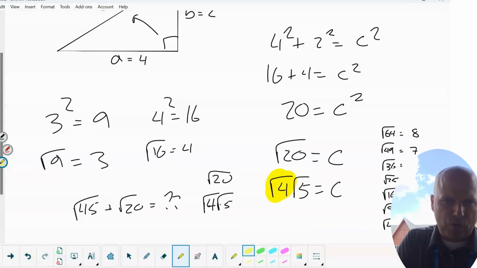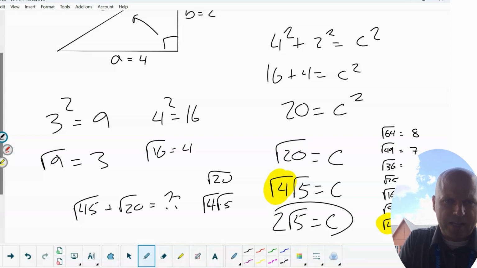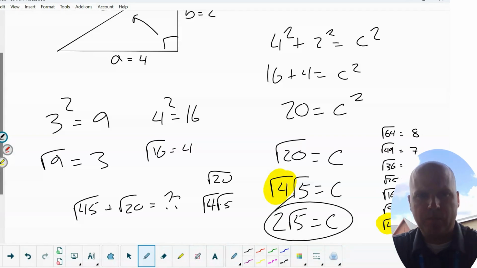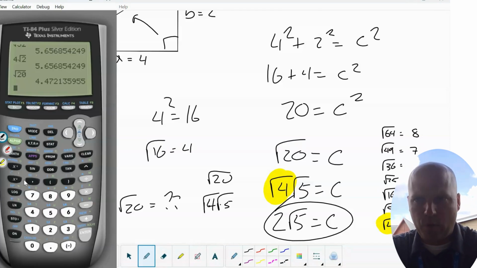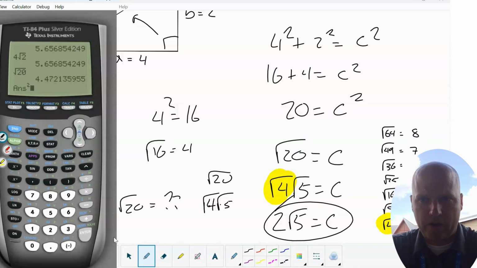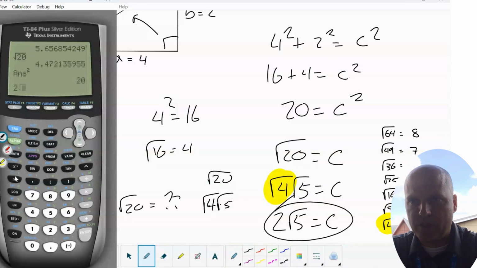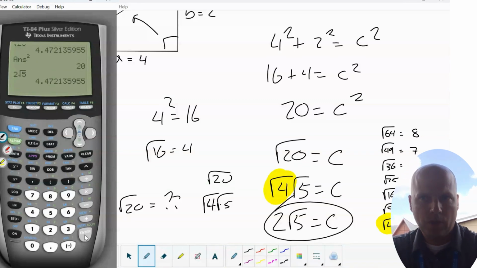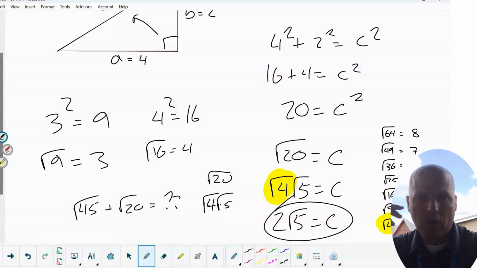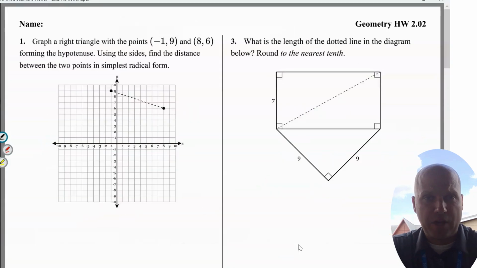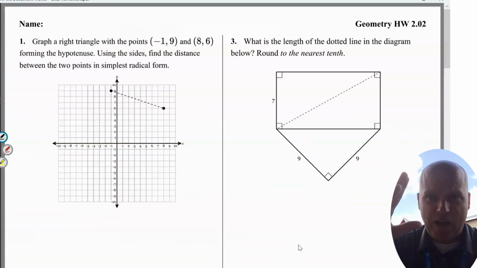Because I do know root 4. Root 4 is 2. So since root 4 is 2, I say my answer for C in simplified form is 2 root 5. Now it's very important to realize root 20 is the answer. Like 4.4721 squared is 20, which is a squared plus b squared. However, the simplified radical form is 2 root 5. It's the same number, okay? So, step 1, Pythagorean theorem. Step 2, simplify our radicals.